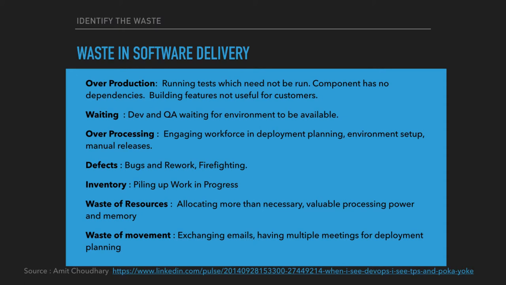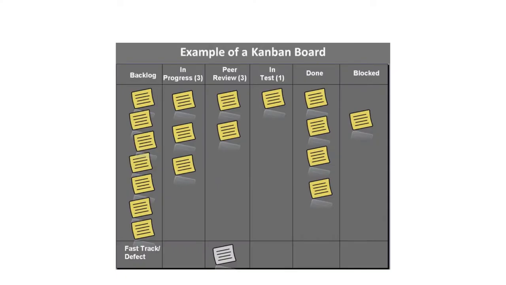Now, in the case of IT software delivery, the waste can be overproduction, like running tests where you don't really need to, or waiting, like dev and QA waiting for the environment. Overprocessing can be engaging the workforce in a lot of planning and doing manual releases, just too much workforce doing that processing. Defects are pretty simple. That's the bugs and rework, the firefighting that you have to do as part of operations. Inventory could be piling up work in progress, where nobody's addressing it. Your throughput is less, so that's a waste of inventory, waste of resources, waste of movement. So you identify the waste in your IT process and you start optimizing it.